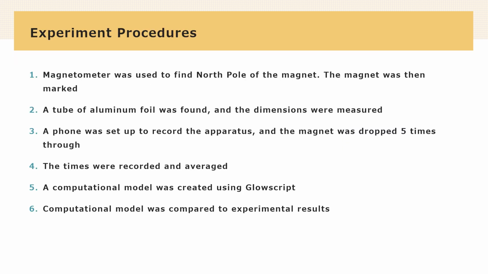The procedure for this experiment was relatively simple. First, we used a magnetometer to find the north pole of the magnet, which was then marked. We found a tube of aluminum foil, and the dimensions were measured. A phone was set up to record, and the magnet was dropped 5 times. The recording was used to judge the amount of time it took to come out of the tube. A computational model was then created using GlowScript, and this model was then compared to the experimental results.